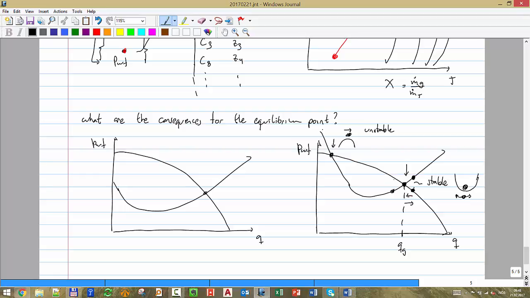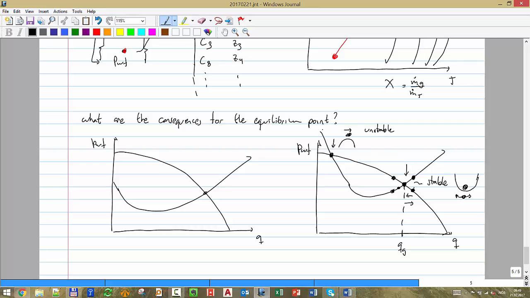The same thing here. If, for some reason, the rate fluctuates and goes to a value that is lower, in that case I have more energy than what I need. So the rate will return back to equilibrium.